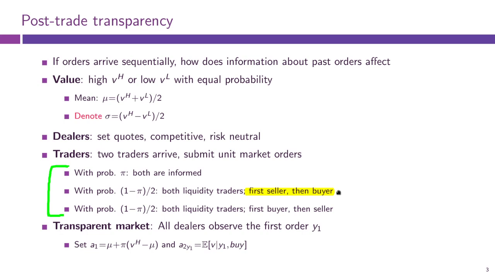So here we are violating a lot of independence. Trader arrivals are dependent across periods. If you infer that the first trader was informed, it is likely the case that the second one will be informed too.